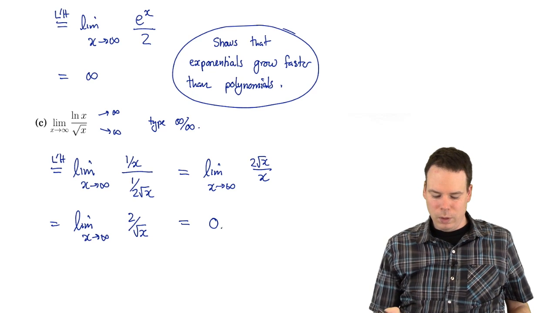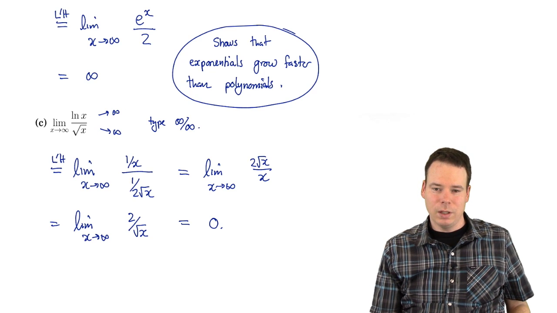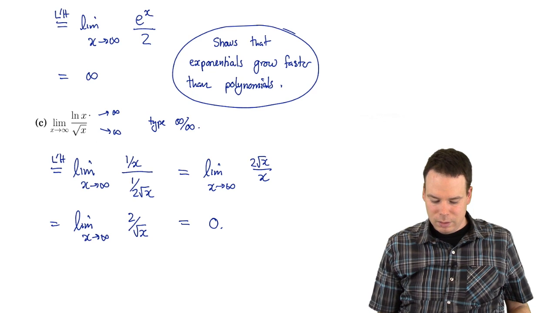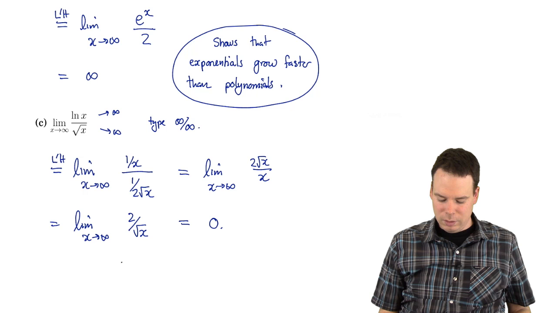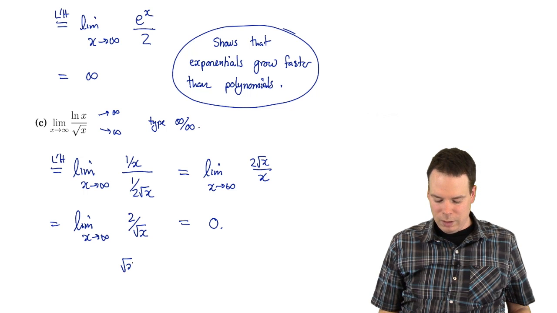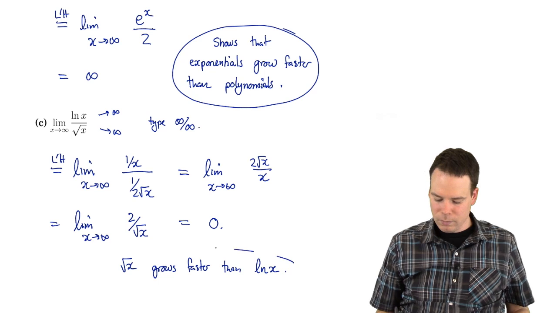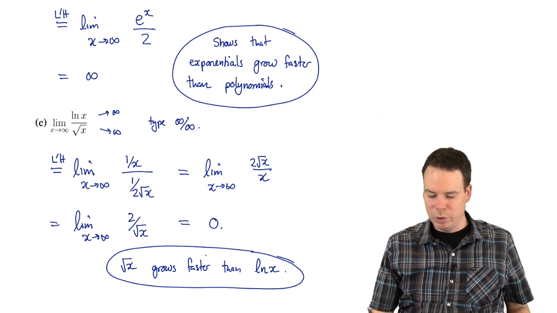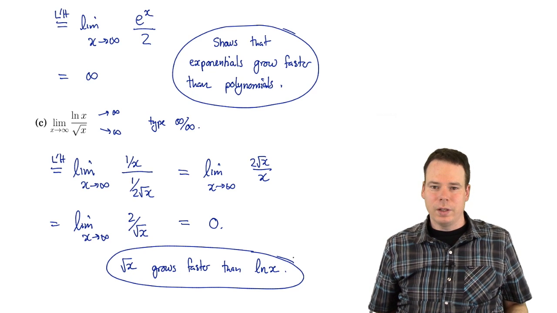So what won out? Did the logarithm go to infinity faster than the square root function, or did the square root function go to infinity faster than the logarithm? Well, since the ratio went to 0, it means the bottom had to be growing much faster than the numerator. So this shows that square root of x grows faster than logarithms. That's what we can sort of conclude from this calculation. For the previous one, we had exponentials grow faster than polynomials. From this one, we have square root functions grow faster than logarithms.